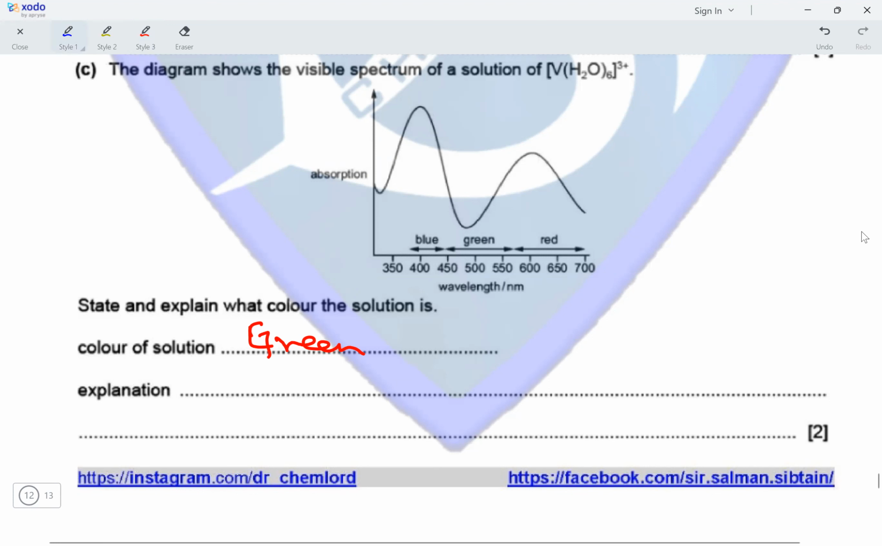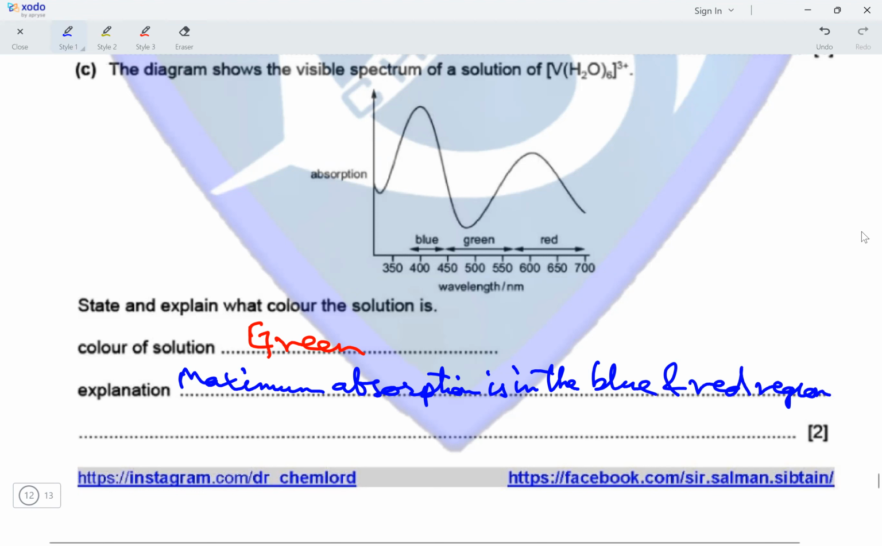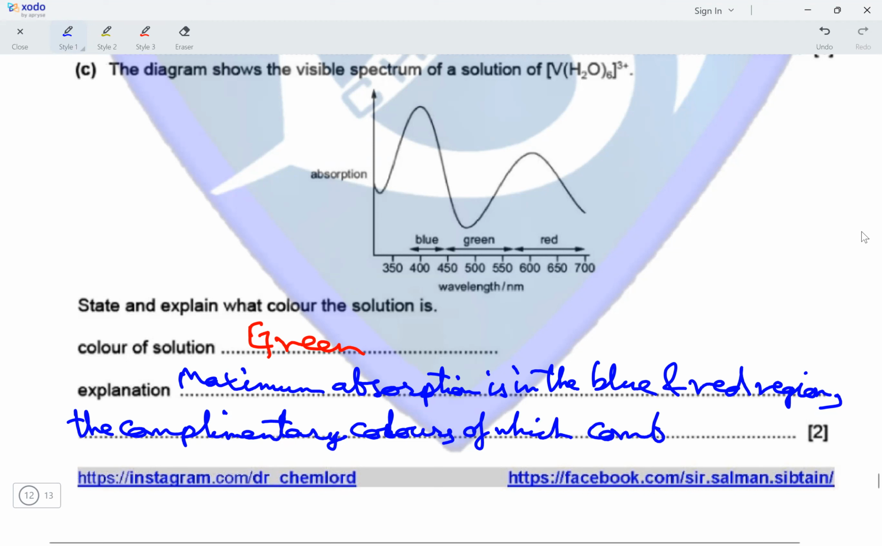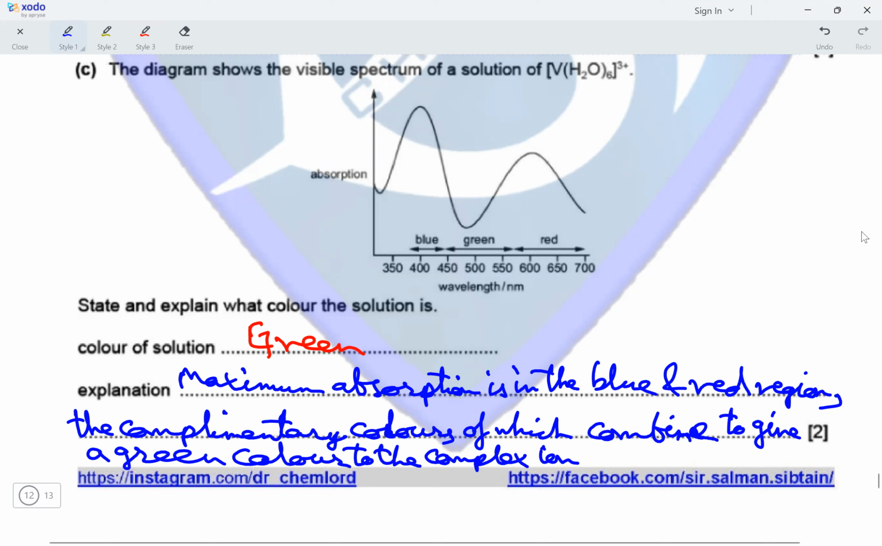Explanation. So maximum absorption is in the blue and red region, the complementary colors of which combine to give a green color to the complex ion solution.